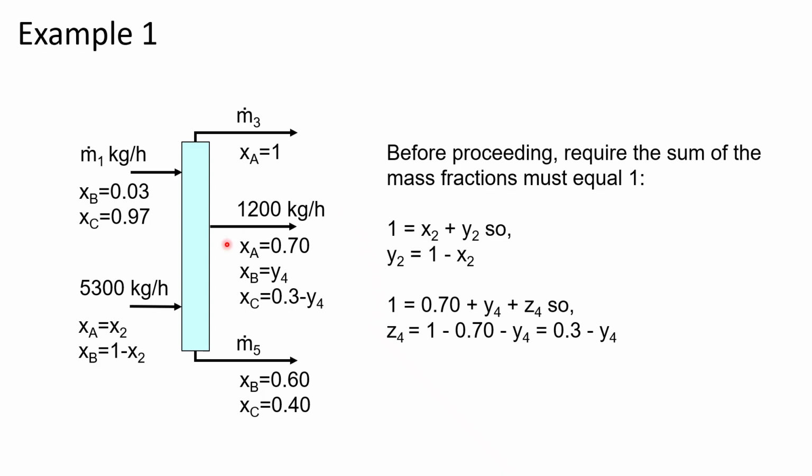If we look at this stream here, the intermediate side stream, we require that 1 is going to be equal to 0.7 plus Y4 plus the mass fraction of component C, Z4, which was originally given as a variable. If we force the sum of those mass fractions to be 1, then we can write an expression for Z4 as 0.3 minus Y4, and that's been substituted here. By simply requiring the mass fractions to equal 1, we've eliminated 2 of the variables that were in the original process flow diagram, and this will greatly simplify our work. And it's necessary to solve this problem.